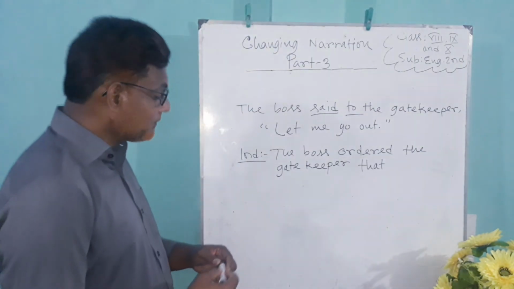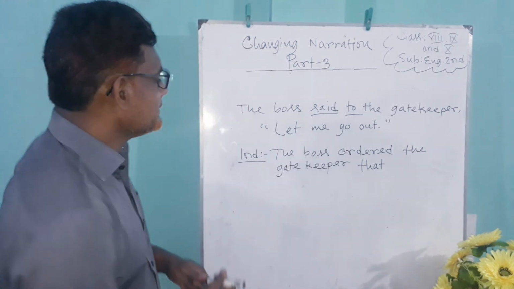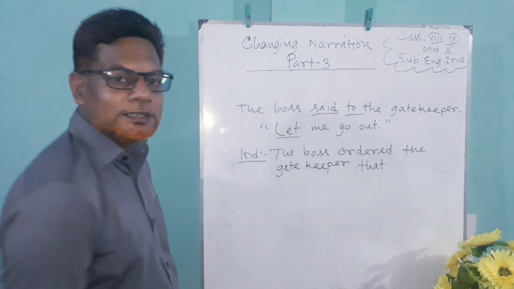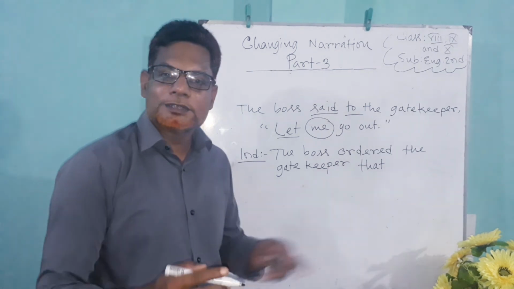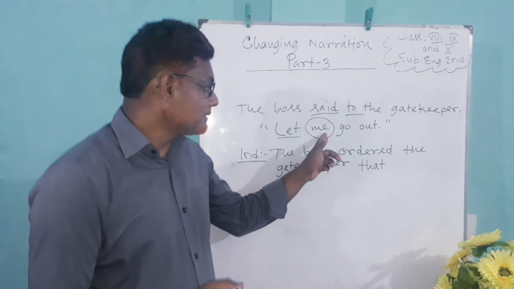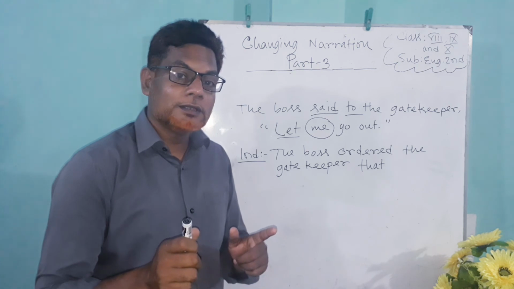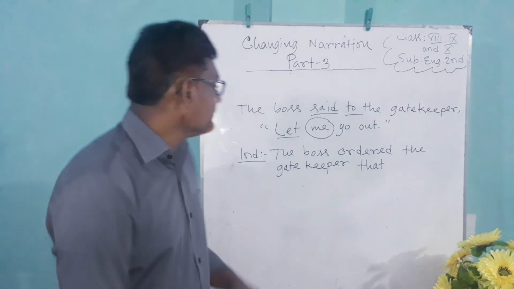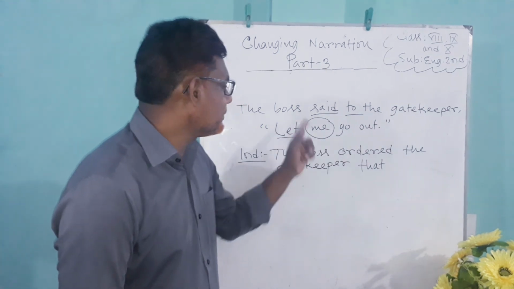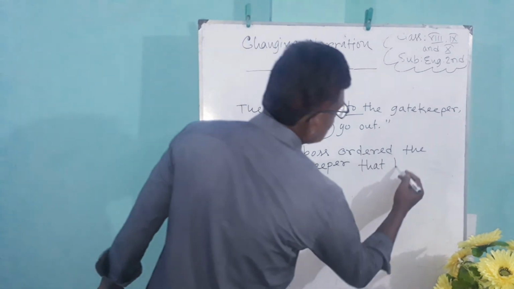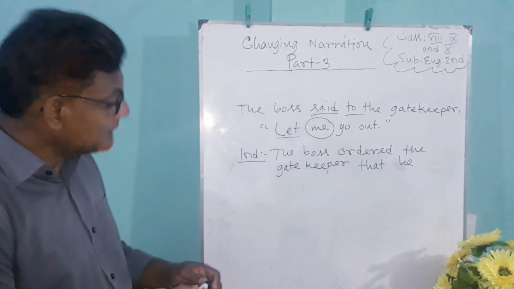Then the sentence of the reported speech will be changed into a statement. You can see let me go out. In a statement, let will not be used, it will be eliminated, and we have to write the subject first, but you can see in this sentence there is an object. We have to change the object into subject. The subject of me is I, but whether the person will be changed or not, it will depend on the speaker and the listener. The boss said to the gatekeeper, let me go out. Me means the boss. That's why we will use him here. So, as we have to write the subjective form, we will write he here.